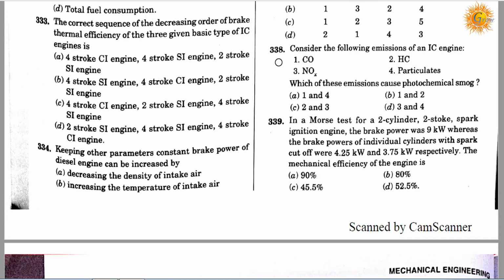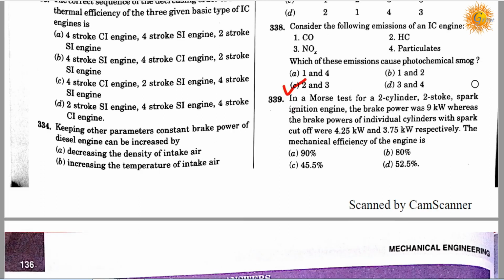Question number 338. Consider the following emissions of an IC engine: 1 is carbon monoxide, 2 is hydrocarbons, 3 is nitrogen oxides, 4 is particulates. Which of these emissions cause photochemical smog? Option A is 1 and 4, option B is 1 and 2, option C is 2 and 3, option D is 3 and 4. So the correct answer is C. 2 and 3 are responsible for photochemical smog.